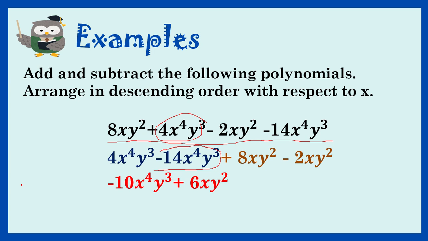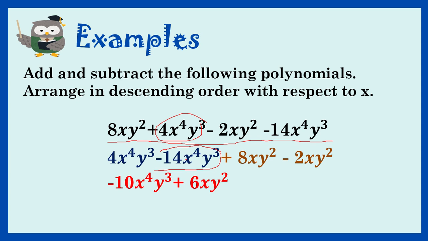The answer is negative 10x raised to 4 y cube plus 6x y squared. Paano nangyari yun? So, sige. So, then, what is a positive 4 minus 14? Meron kang 4 na piso. Then, meron kang utang na 14 na pesos. So, ilan na lang ang utang mo? So, that is 10. Utang pa rin siya. So, that is a negative 10. Negative 10x raised to 4 y cube. Copy the variables as well as its exponents.